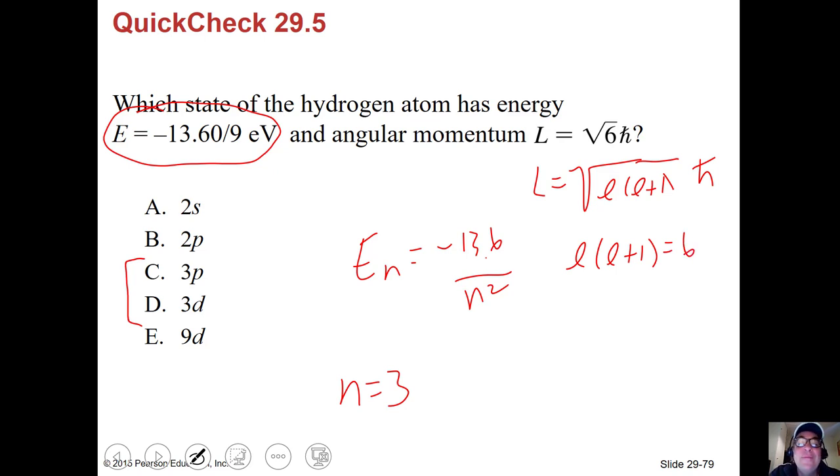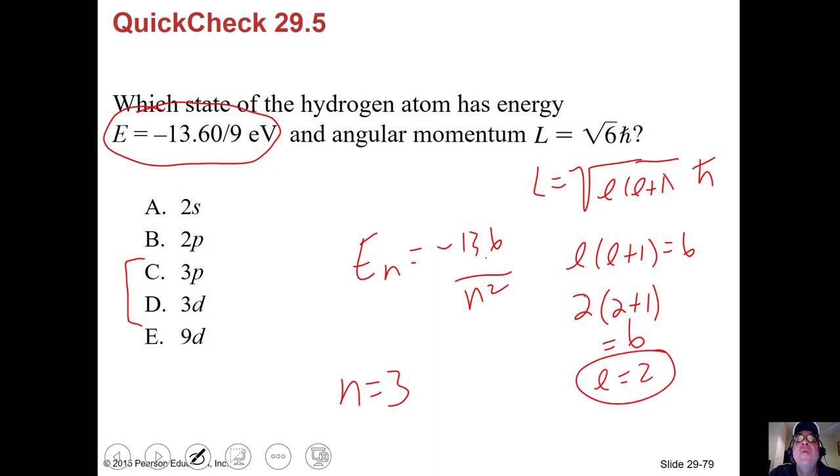We can just put some numbers in and see what we get. When l is equal to 0, that does not give us 6. When little l is equal to 1, we don't get 6. When little l is equal to 2, let's see if that works. So little l equal to 2, 2 times 2 plus 1. That's the one that's actually equal to 6. So little l then is equal to 2.